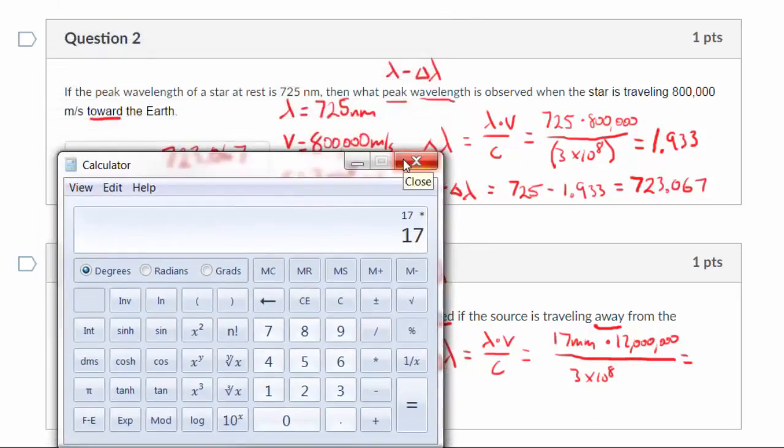17 times 12, 1, 2, 3, 1, 2, 3, divided by, open parentheses, 3 times 10 to the 8, close parentheses, enter, 0.68.